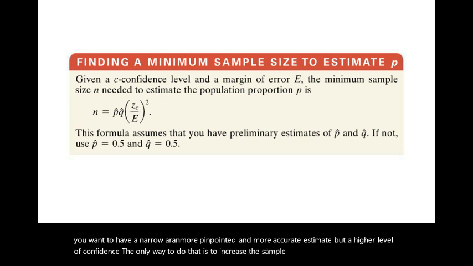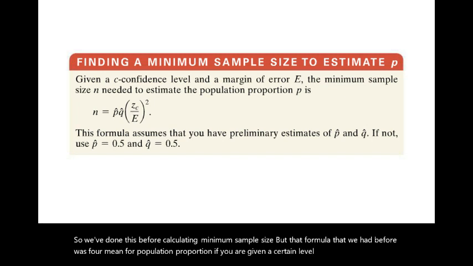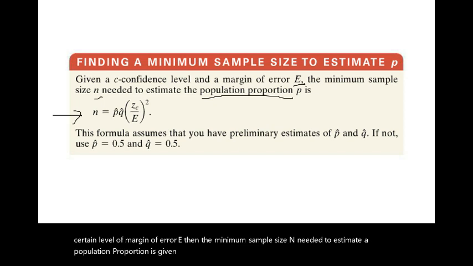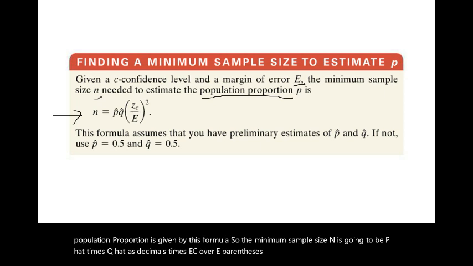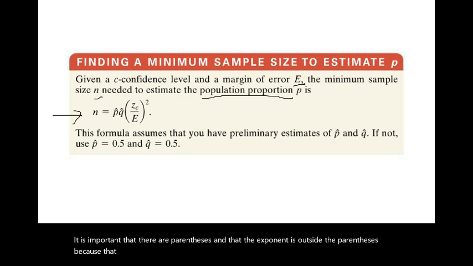So we've done this before, calculating minimum sample size, but the formula we had before was for a mean. For a population proportion, if you are given a certain level of confidence and a certain margin of error E, then the minimum sample size n needed to estimate a population proportion is given by this formula. The minimum sample size n is p hat times q hat, as decimals, times z_c over E, in parentheses squared. It is important that there are parentheses and that the exponent is outside the parentheses, because that entire fraction is being squared.